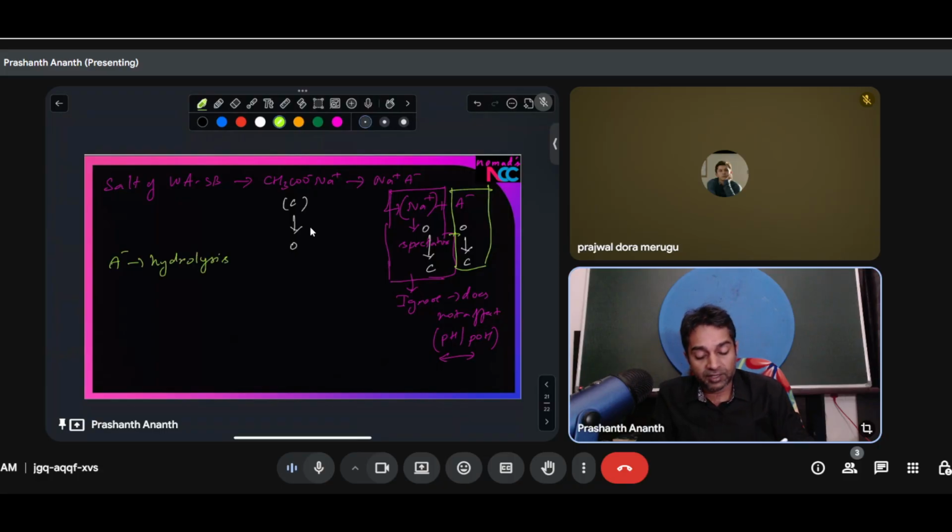How is the A minus's hydrolysis going to be happening? A minus behaves like a base in water. So it will end up behaving as a base in water. What is it going to be doing? It is going to be accepting an H plus from water because it behaves like a base, and the water acts as an acid to produce an OH minus.